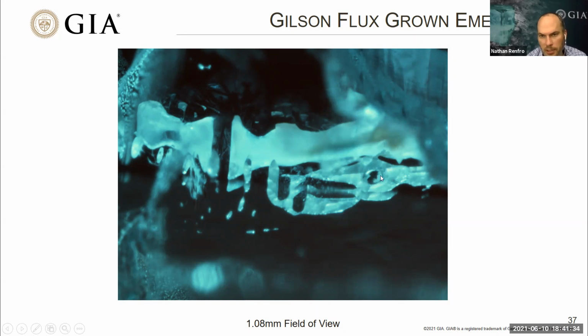And a lot of times in emeralds, when you have bubble-like features, it may move around within the cavity. But when you have flux, these contraction bubbles are basically frozen in place. So as you rock and tilt the stone, these contraction bubbles are not able to move around, which may give you another clue that you have flux and not an aqueous fluid.